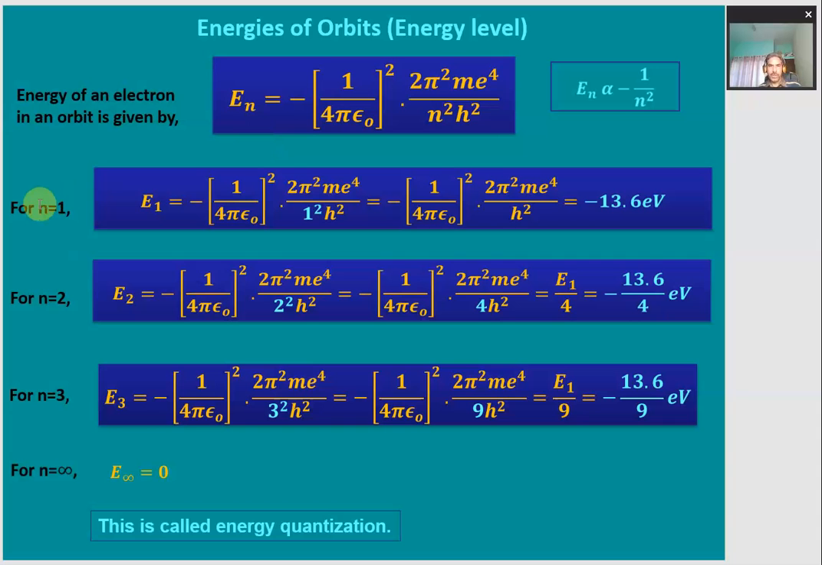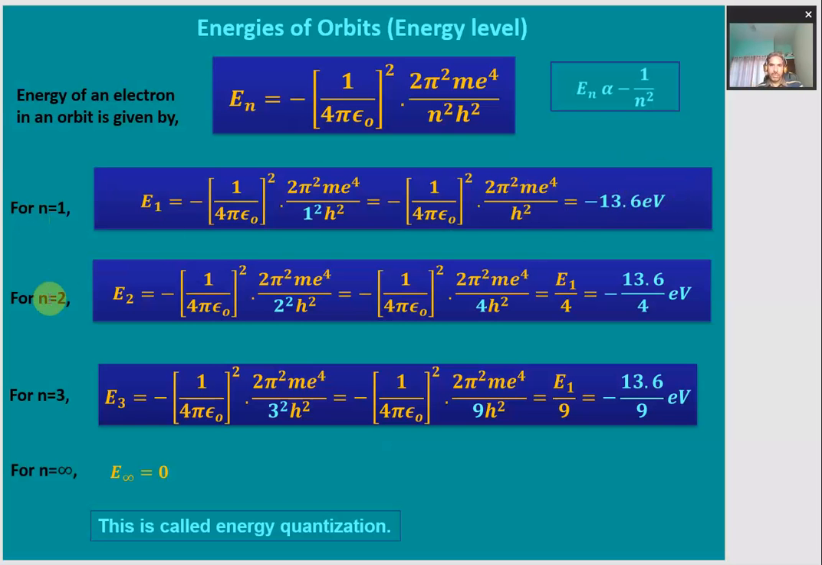So for the very first orbit, n is equal to 1. We substitute n is equal to 1 here, and all other terms are constants, which we can substitute directly. For n is equal to 1, n square is the only term changing, so it will be 1. So we get only this term on the right hand side. On substituting all the constants and making some calculation, the energy comes out to be minus 13.6 electron volt. This is the energy of the very first orbit of the hydrogen atom. In this orbit the electron can lie with this amount of energy.